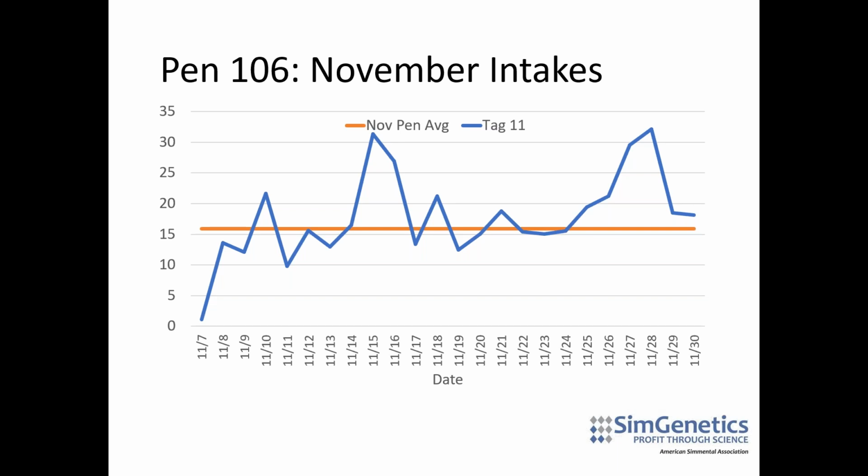Okay, and then we have lots of variation. So again, we manage for the average. We say these steers are eating 16 pounds a day, but you can see some days, tag 11 had over 30 pounds of feed consumed. And then some days right around that average of 15. Okay, this is going to get busier because there's 4 steers in this pen. I'm going to add the other 3.